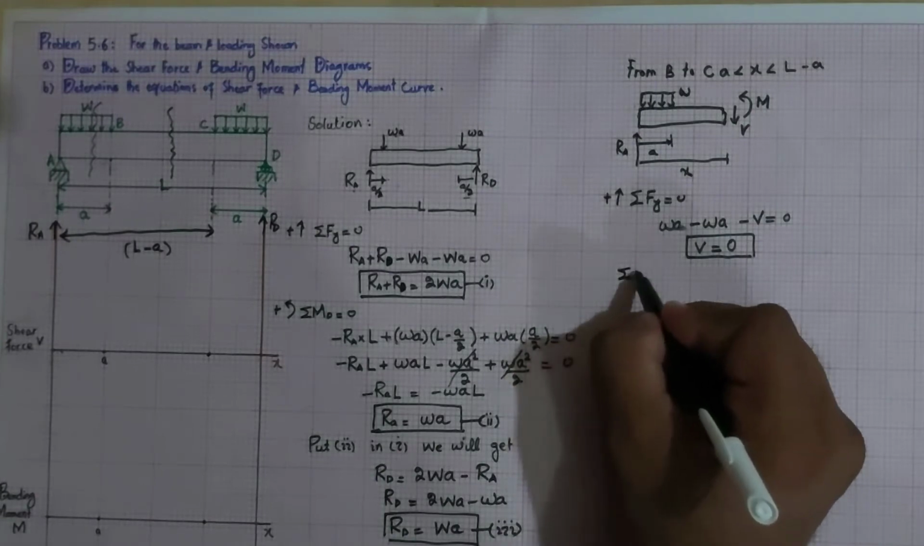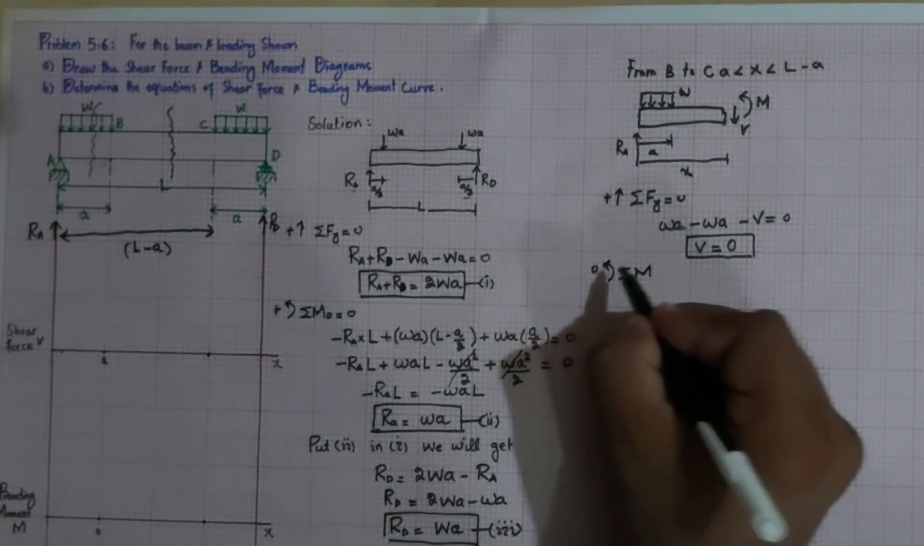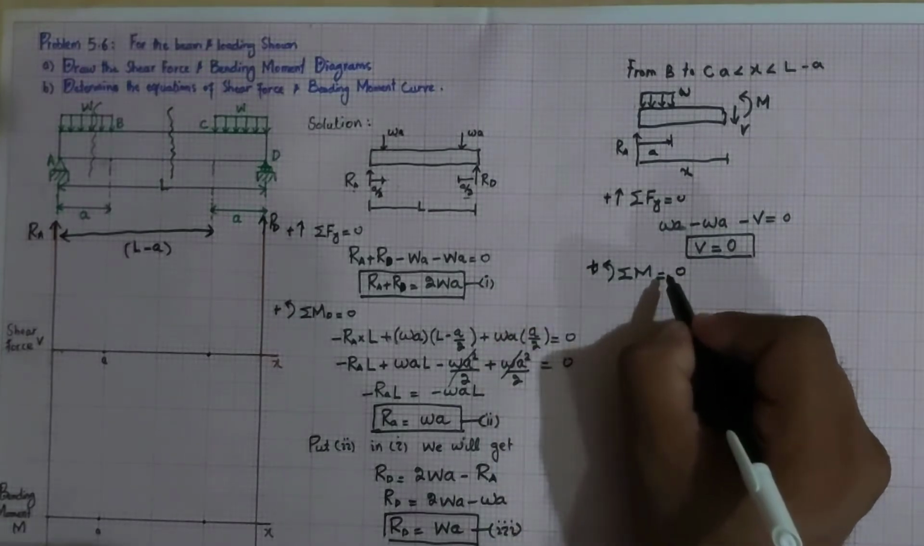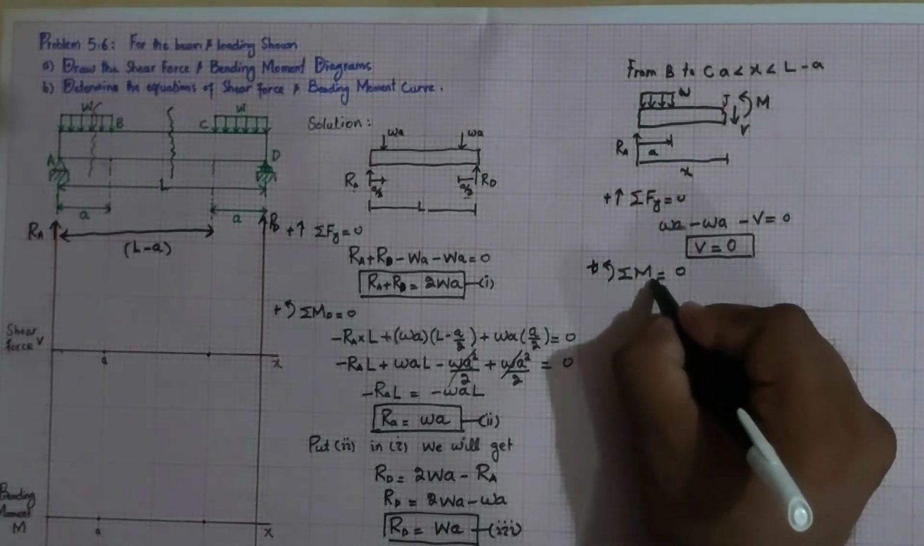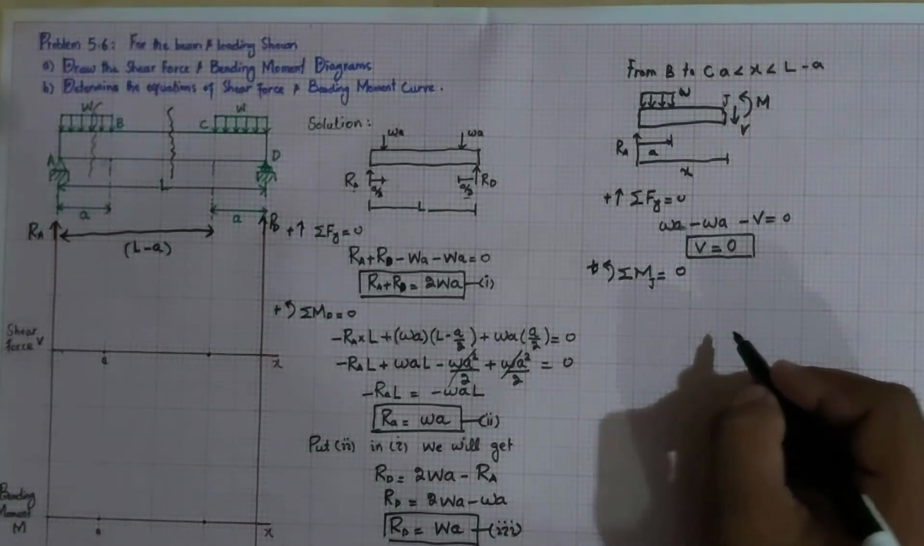Now we will find the bending moment. Again, let this point be J. So we will take the moment about point J, taken as positive, must be equal to 0.